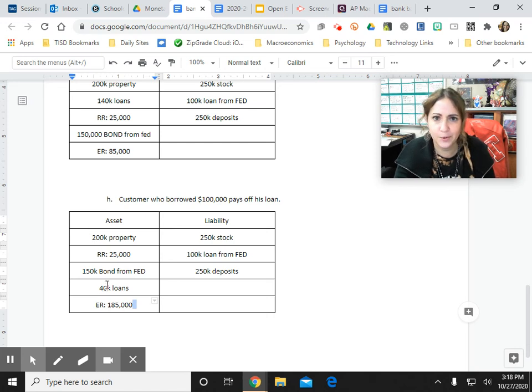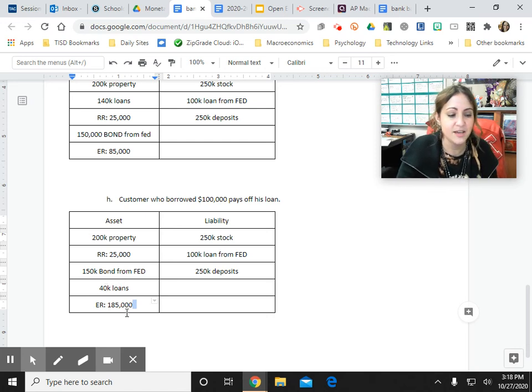Don't put it in required. Required only changes if there's a deposit. This person is not depositing. There's just extra cash in the vault.